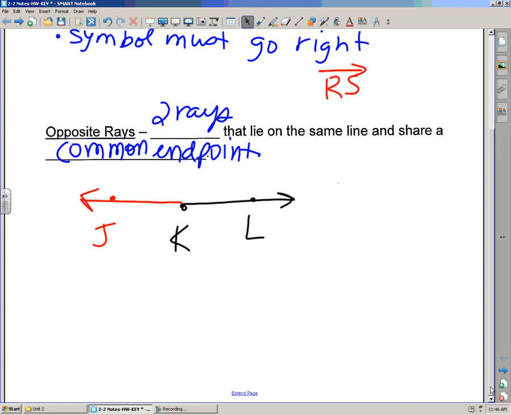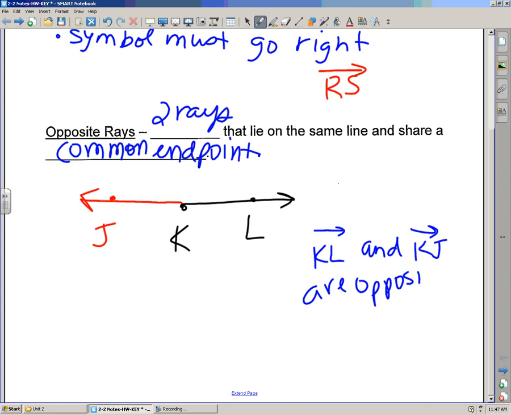Well, ray KL and ray KJ are opposite rays. They have to form a straight line. Okay, they must form a line.